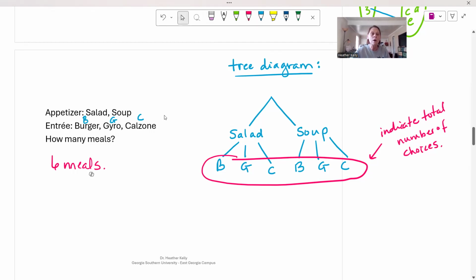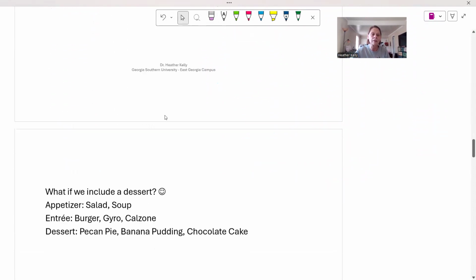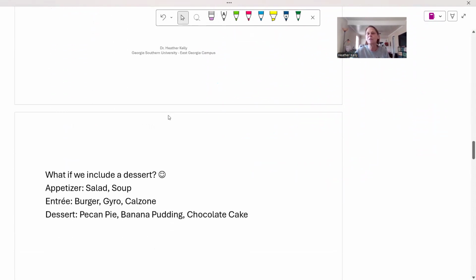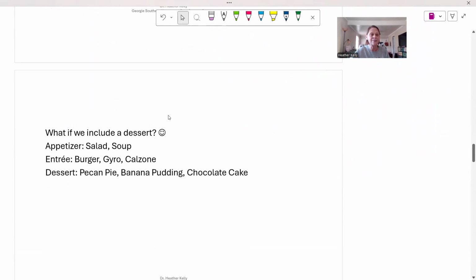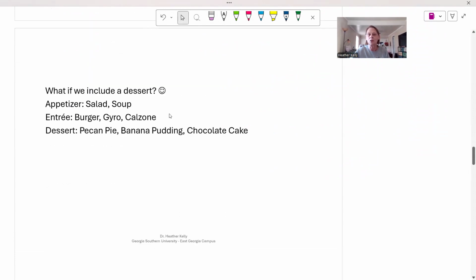Okay, now what happens if I decide to include dessert? Like, what does that do? Well, I do love me some dessert. So let's draw another tree diagram here. And this is going to be our burger, our gyro, our calzone, and then we're going to use P for pecan pie, B for banana, or BP for banana pudding, and C for chocolate cake. Okay, we'll do this. PP for pecan pie. That way it's consistent. Okay?